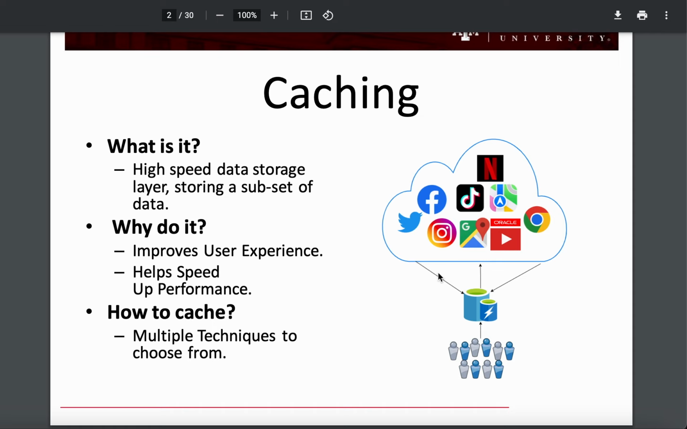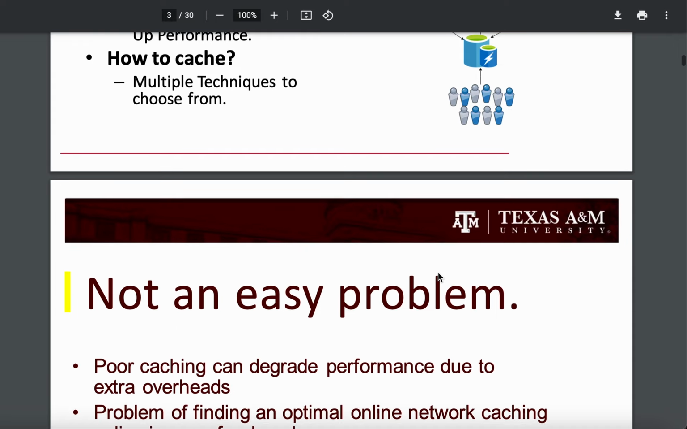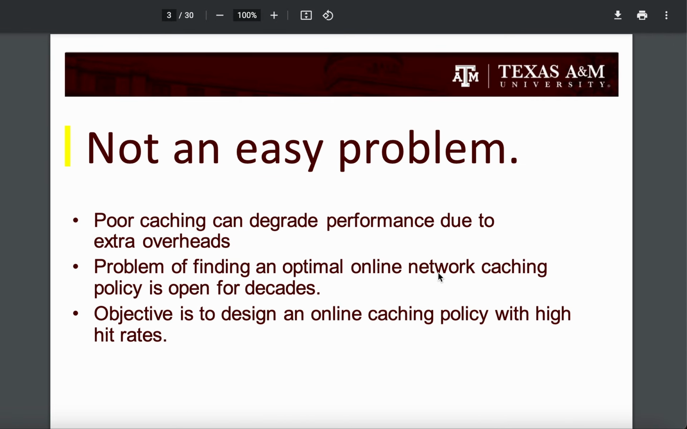And how to cache? There are a lot of techniques, and we need to choose a technique that best suits us. We'll get into more details later. It's not an easy problem to solve, because if our algorithm is a poor caching algorithm, it will actually degrade the performance rather than making it better.